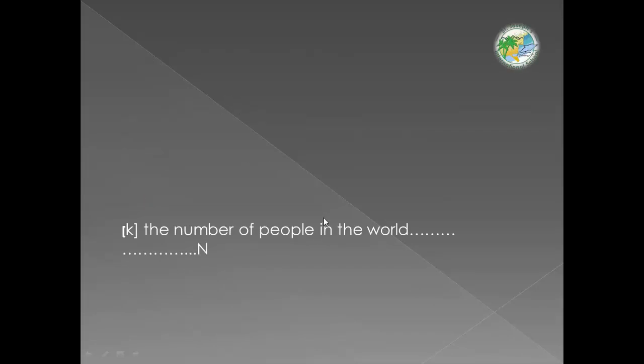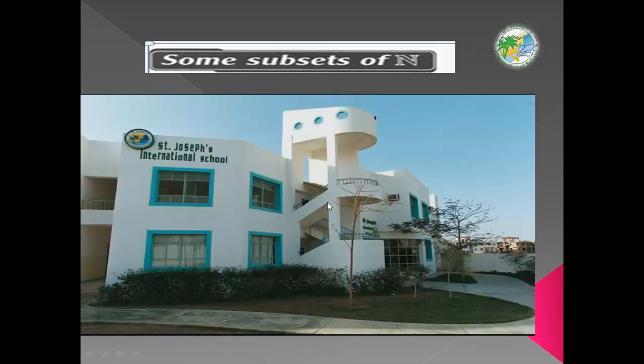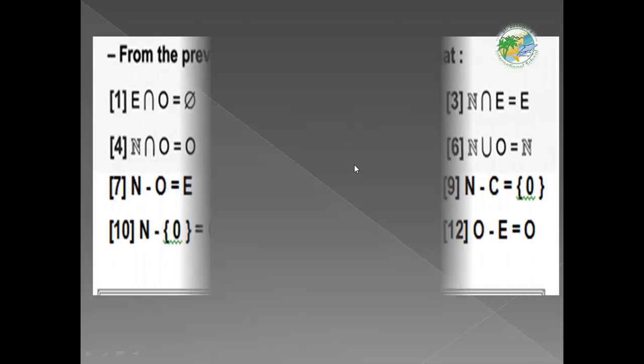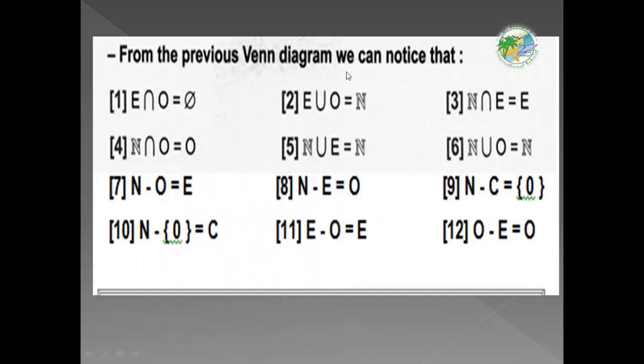Let's go to review this lesson. We take the subsets of natural number: even number 0, 2, 4, 6, and 8, odd number 1, 3, 5, 7, 9, prime number 2, 3, 5, 7, 11. Natural number is the union of even number and odd number. Even number is a subset of natural number, odd number is a subset of natural number. And we have the previous Venn diagram. We can note these important notes.